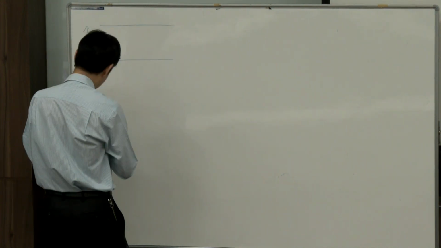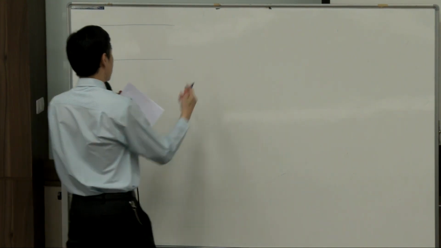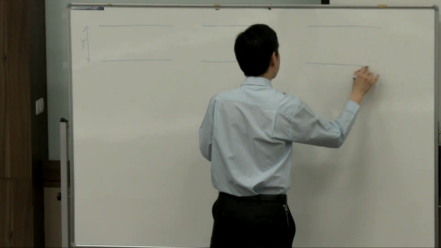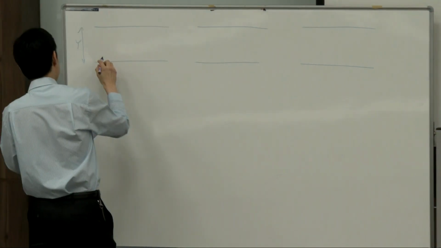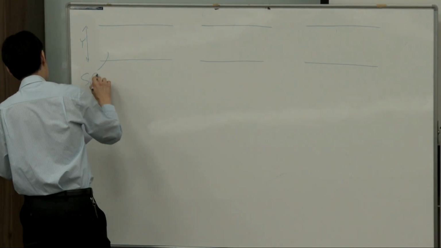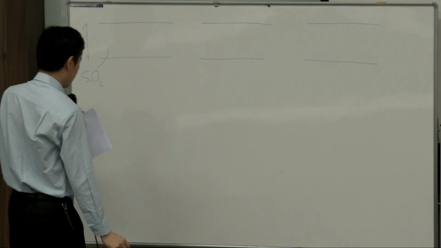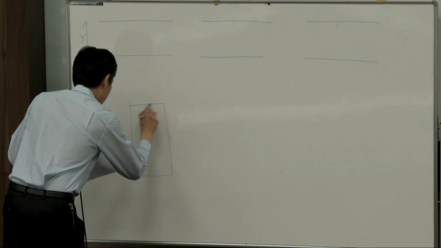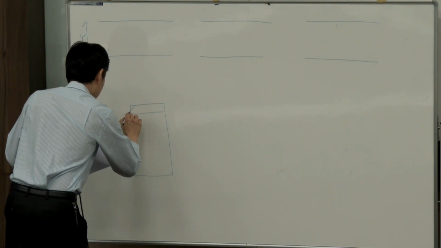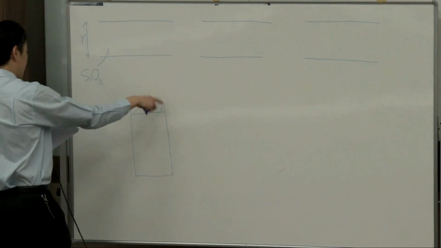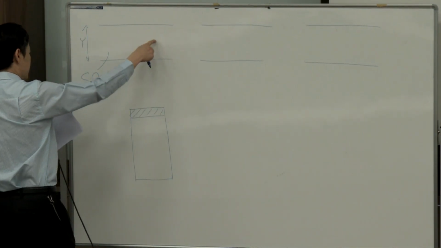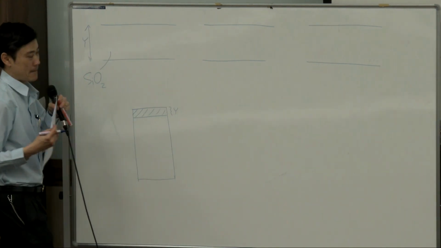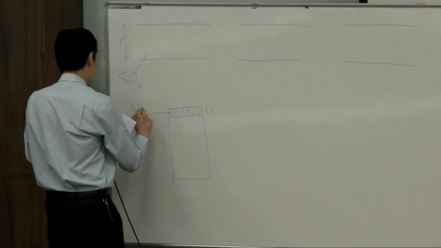Let's say this one is a piece of solid silicon dioxide. The whole system looks like this. This highlighted piece is here, okay? So this is thickness y. This is silicon dioxide.